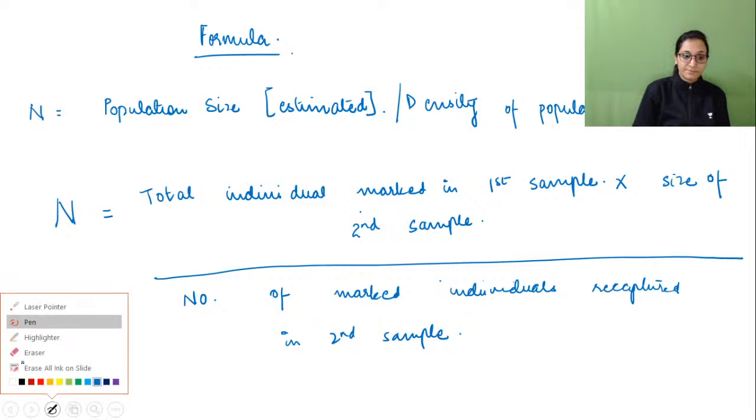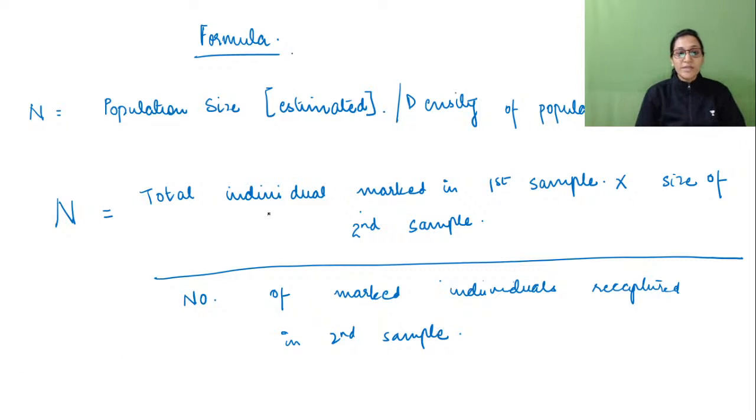See the beauty. Total individuals marked in the first sample. This is the very first step, that we'll take some of the individuals in the first capture. We are going to mark them together. So whenever we are doing first capture, we are going to mark each and every individual. So total individuals marked in first sample into size of second sample.